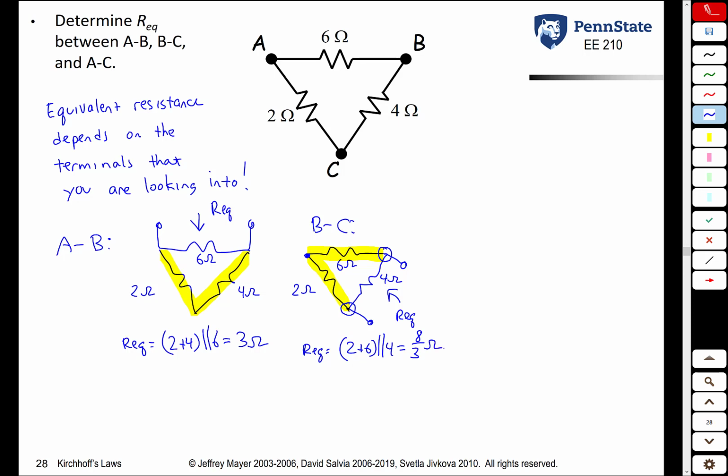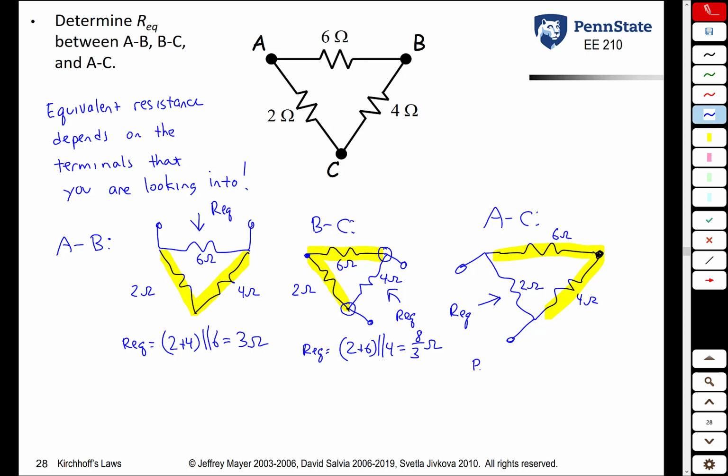Let's say a third person takes the same combination of resistors, but they're going to measure the equivalent resistance between terminals A and C. So you still have the same 3 resistors, but now we're measuring our equivalent here. We still have the 6 ohm, the 4 ohm, and the 2 ohm resistor, but now it is these two, the 6 and the 4, that are in series first. And then that combination is then in parallel with the 2 ohm resistor.